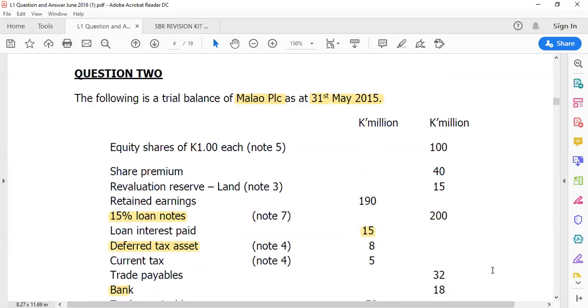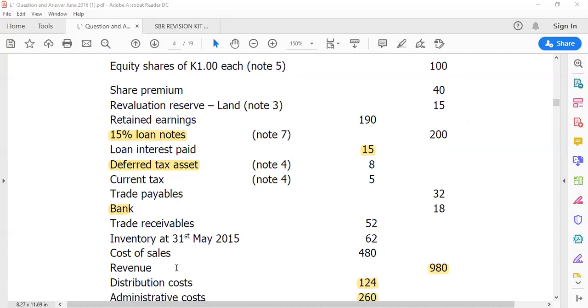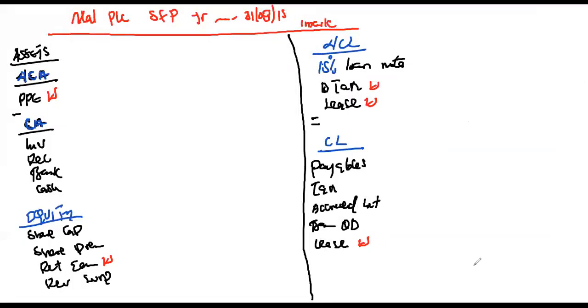So there we go. Let's go to our workings and then we post those figures. So I suggest you get a screenshot so that you should not be waiting for me to scroll up and down, so you can follow properly as I'm doing this. So I'm taking you to the working. Okay, so there we go. So that's our SFP. So what do we do?